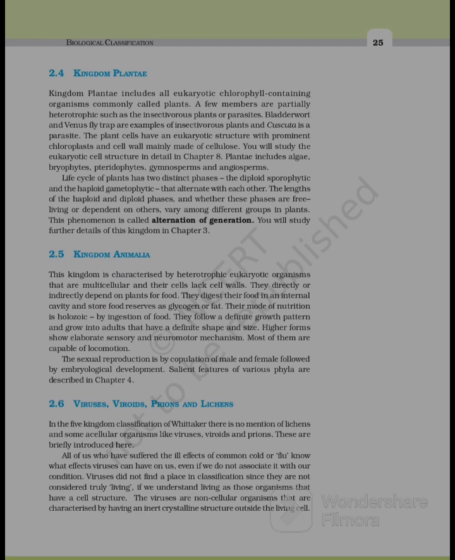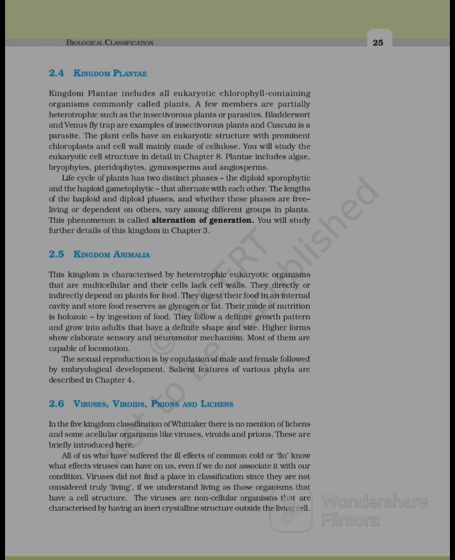Higher forms show an elaborate sensory and neuromotor mechanism. Most of them are capable of locomotion. The sexual reproduction is by copulation of male and female, followed by embryological development. Salient features of various phyla are described in Chapter 4.